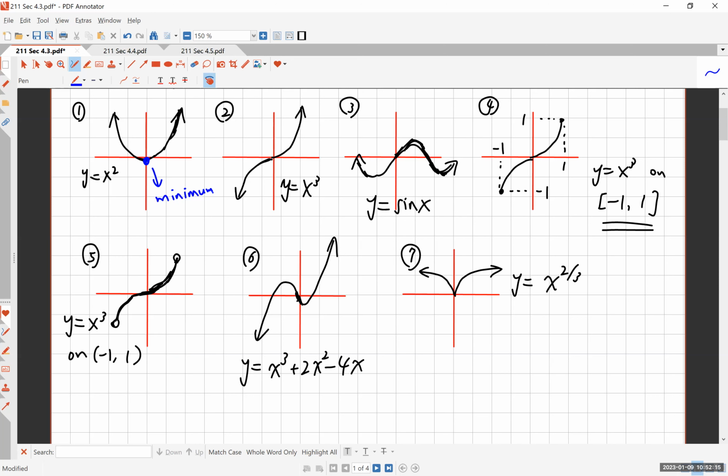It turns out we'll have to distinguish a couple of types of maxima and minima and extrema. This is actually called an absolute minimum point because it is the lowest point in the entire domain. It's also called a local or relative minimum point because it is the lowest point in an interval containing that.